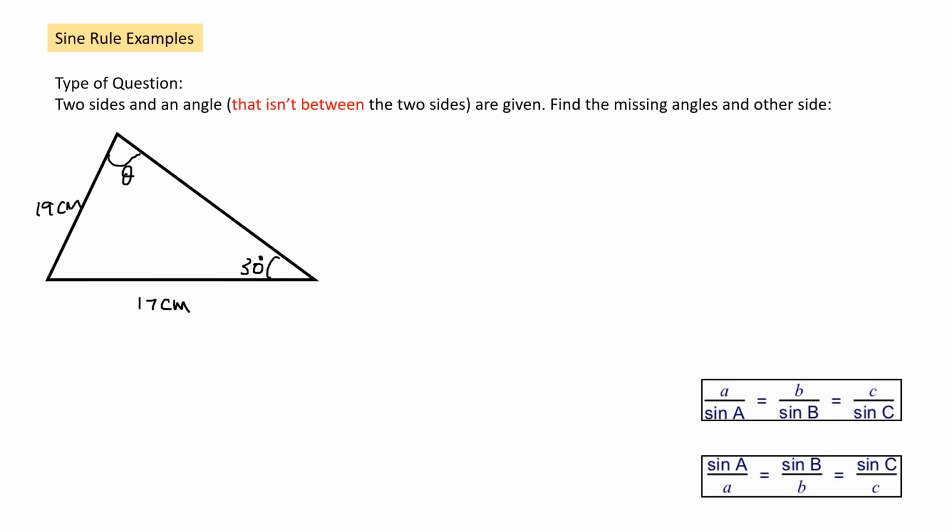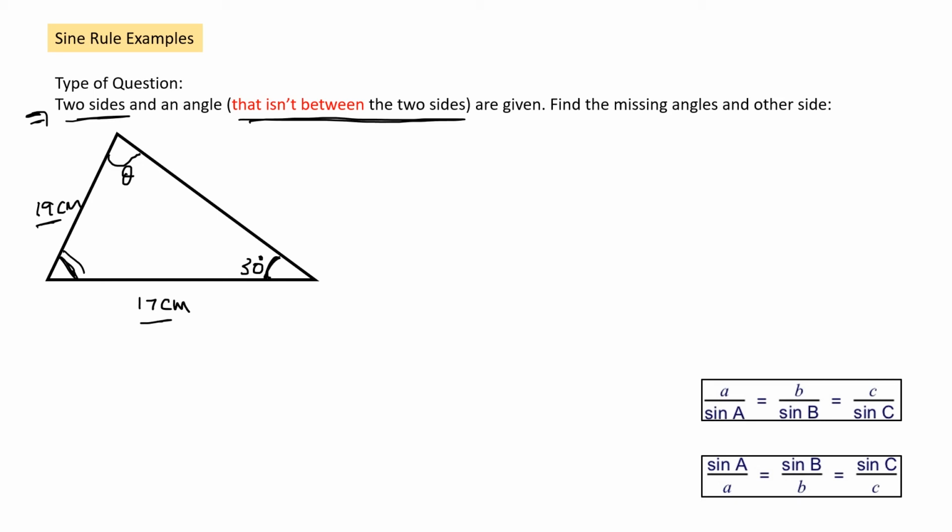This is another type of question using sine rule, where you will be given two sides and an angle which is not between the two sides. That's very important. These are the two sides, and they didn't give this angle. If they gave this angle, we can't use the sine rule. So the angle they gave us is this one, which is 30 degrees.